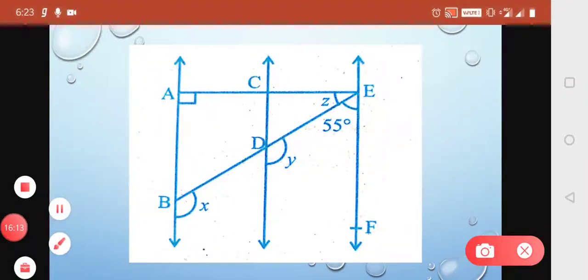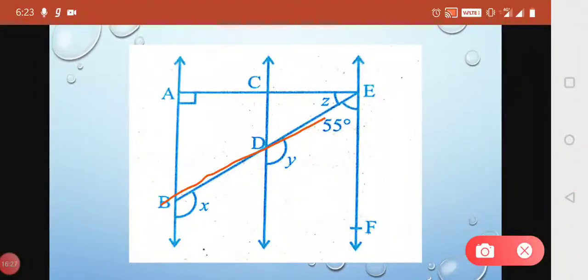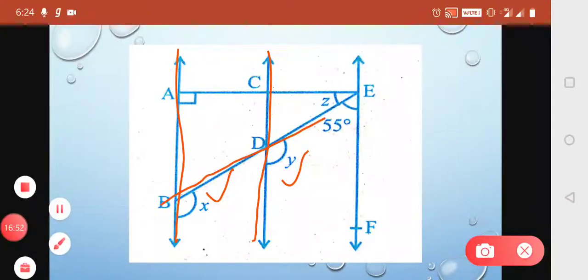Yes, that's in the figure. We can see that again when we take BD as transversal and AB parallel to CD, we get X equal to Y, because they make a pair of corresponding angles. Therefore, whatever is the value of X, that will be the value of Y. Either you can say whatever is the value of Y, that will be the value of X. Therefore, X equal to Y equal to 125 degree.